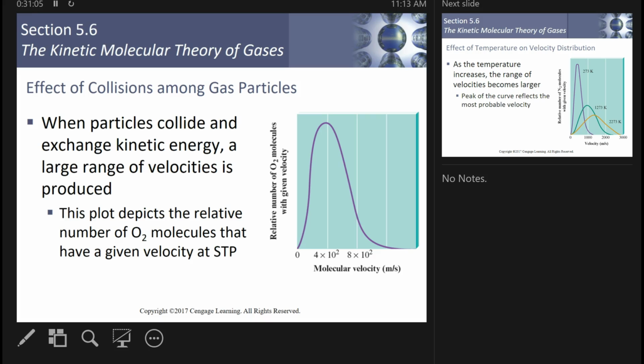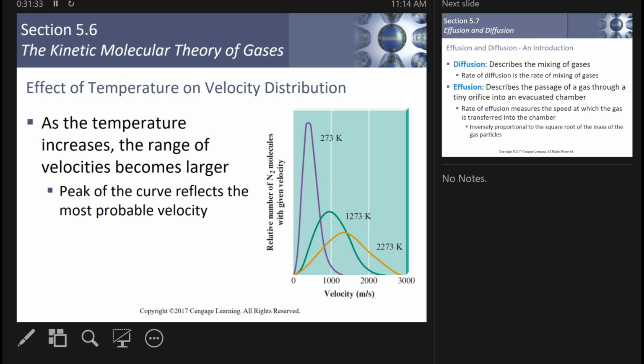When particles collide and exchange kinetic energy, because you have transfer but no loss or gain of kinetic energy, you have a large range of velocities being produced. And that plot right there, the number of oxygen molecules on the y-axis and molecular velocity on the x-axis, shows you that it ranges anywhere from 0 to 8 times 10 to the 2 meters per second. That's just their speed. Now, as temperature increases, the range becomes even larger.